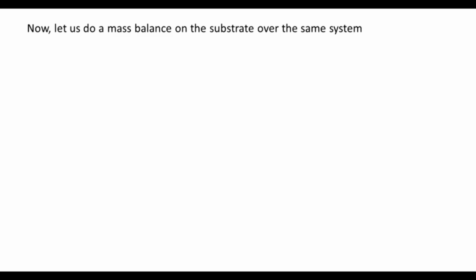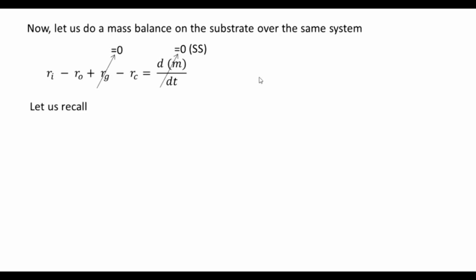We did total mass, we did cells. Now, let us do a mass balance on the substrate over the same system. Same balance, the complete balance equation here. We are going to focus on the substrate. There is an input and an output of the substrate in these two streams. There is no generation of substrate. There, of course, is a consumption, and there is no accumulation because it is at steady state. All the time derivatives are 0. Let us recall that Y x/s is the amount of cells produced divided by the amount of substrate consumed. Why are we doing this?